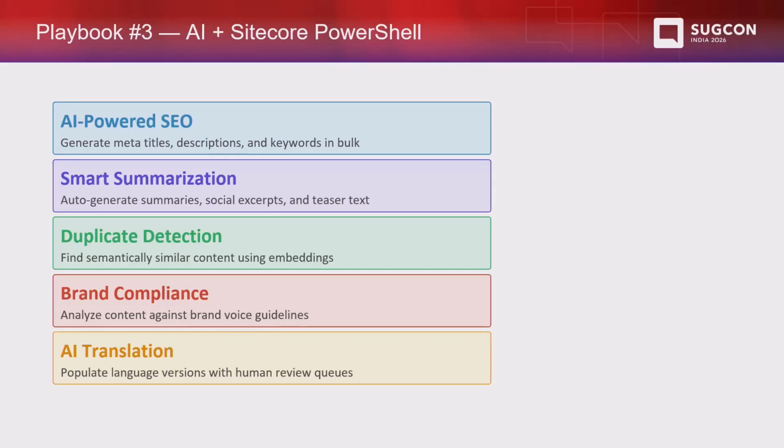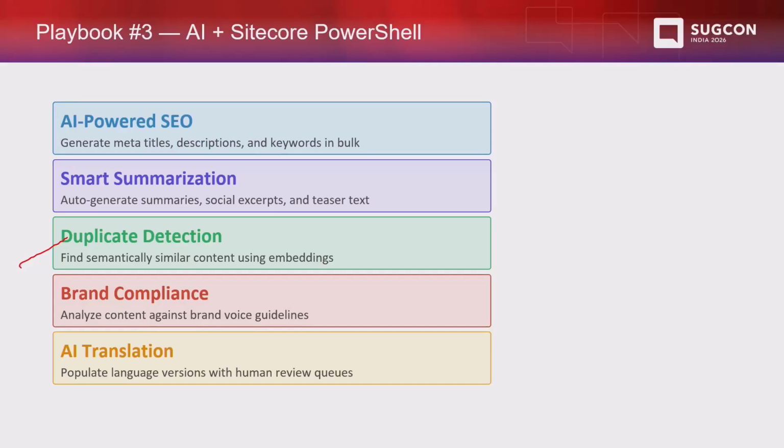Apart from that, the next is smart summarization. For example, you have a big description and you want to summarize it. That also we can do by using PowerShell with the help of AI. When you have multiple content authors, the team can create duplicate items, and finding them is a challenge, generally in a very big website.